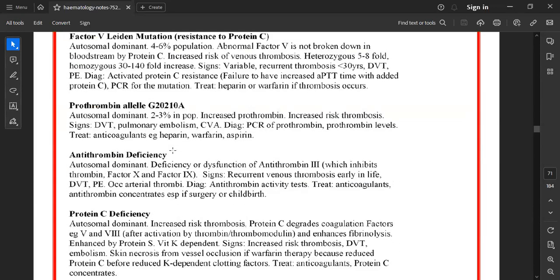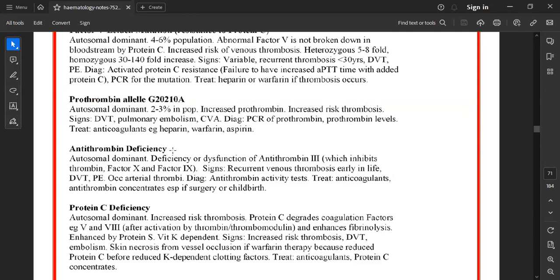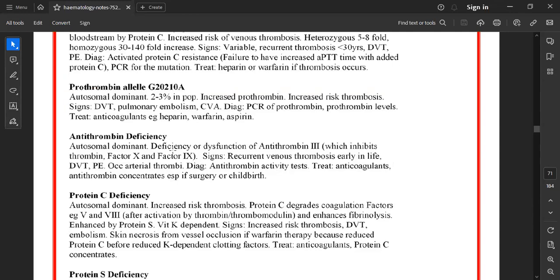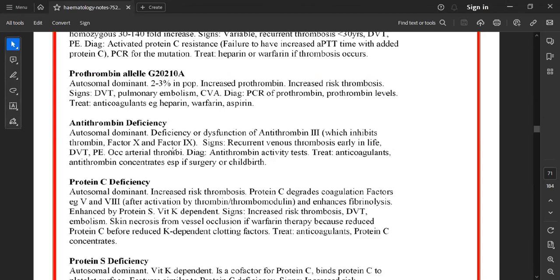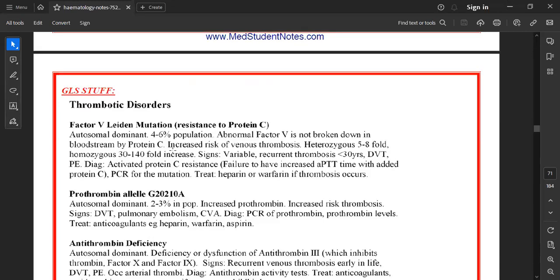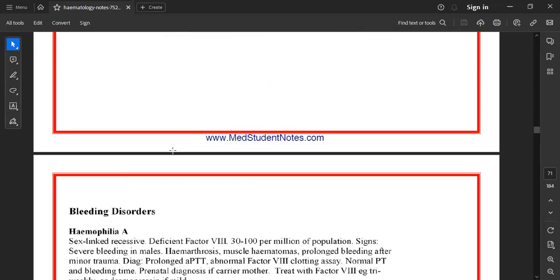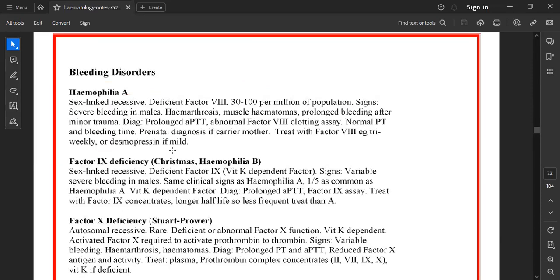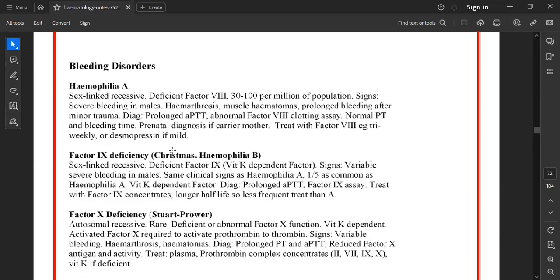So this is just explanations for some of the deficiencies that can lead to thrombotic disorders. You guys will look them up. We didn't talk about hemophilia. So hemophilia, we can have hemophilia A or hemophilia B. Let me see which notes are good to use for hemophilia.